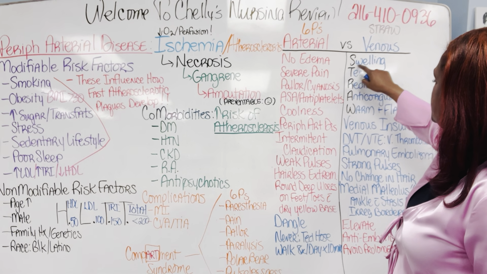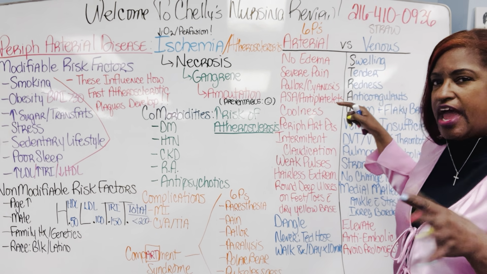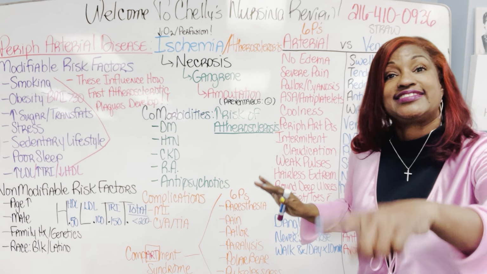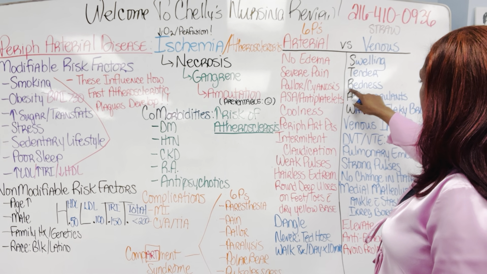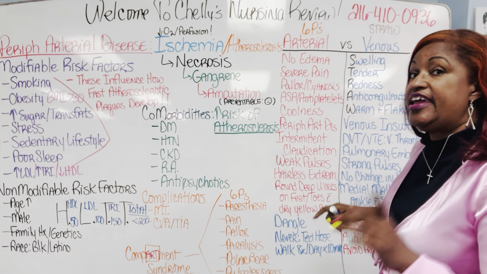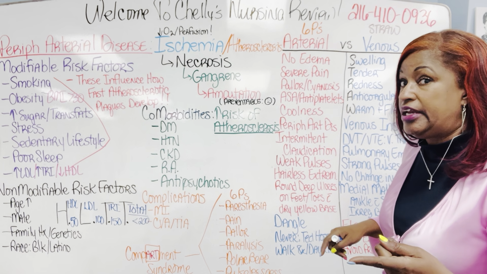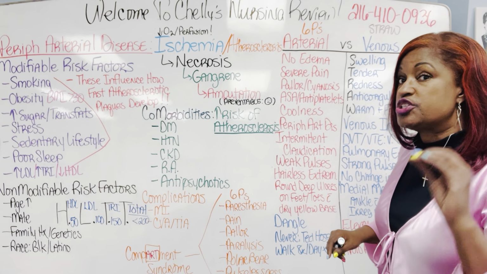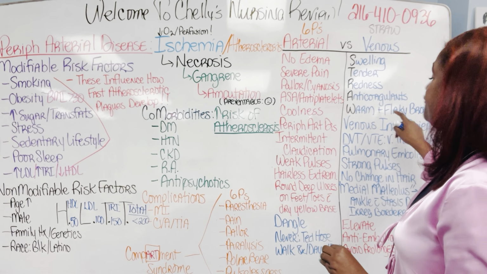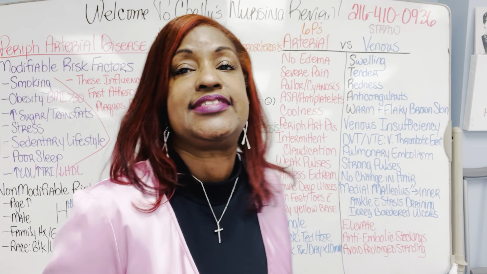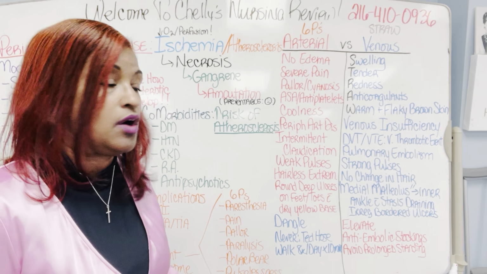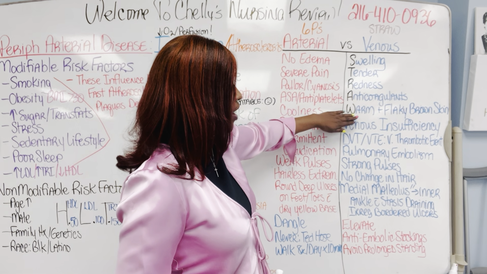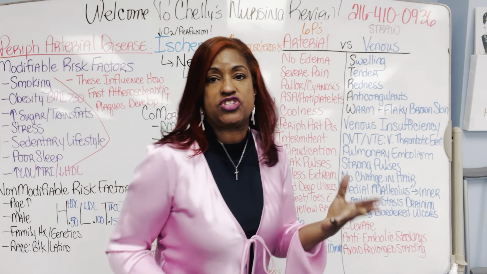Straw. S is for swelling. T is for tender. Notice I use the word tender, not outright outrageous pain. No, I said tender, okay? R is for redness. The A is for what might be needed to treat it, which is your anticoagulants. And the W is for warm. And then I added flaky brown skin, even if you're white, okay? So swelling, tenderness, redness, anticoagulants, warm and flaky brown skin is all venous.